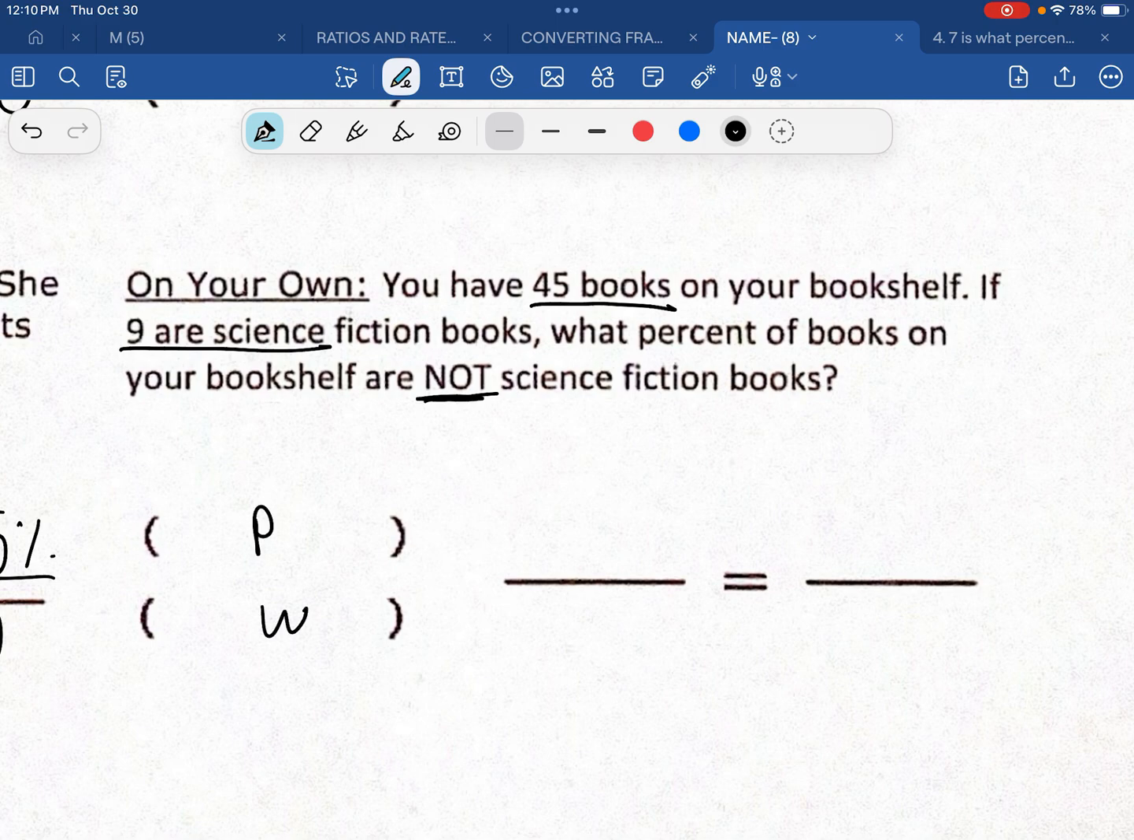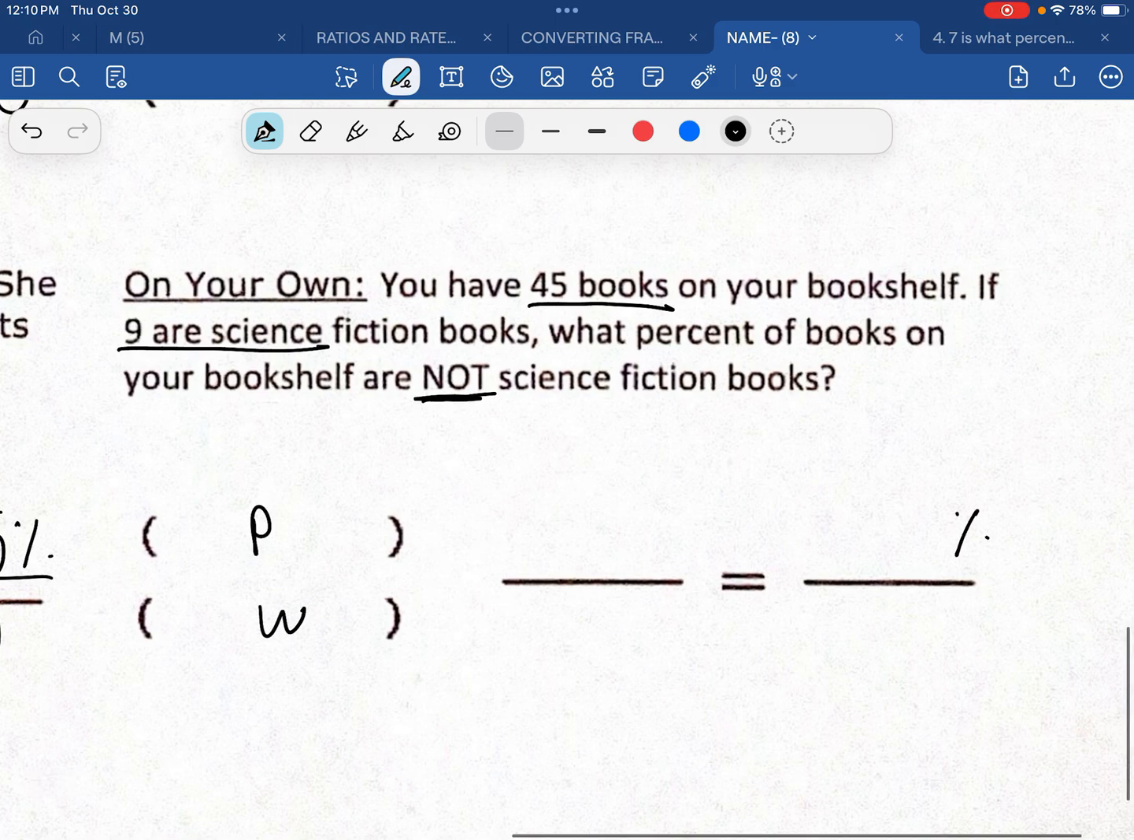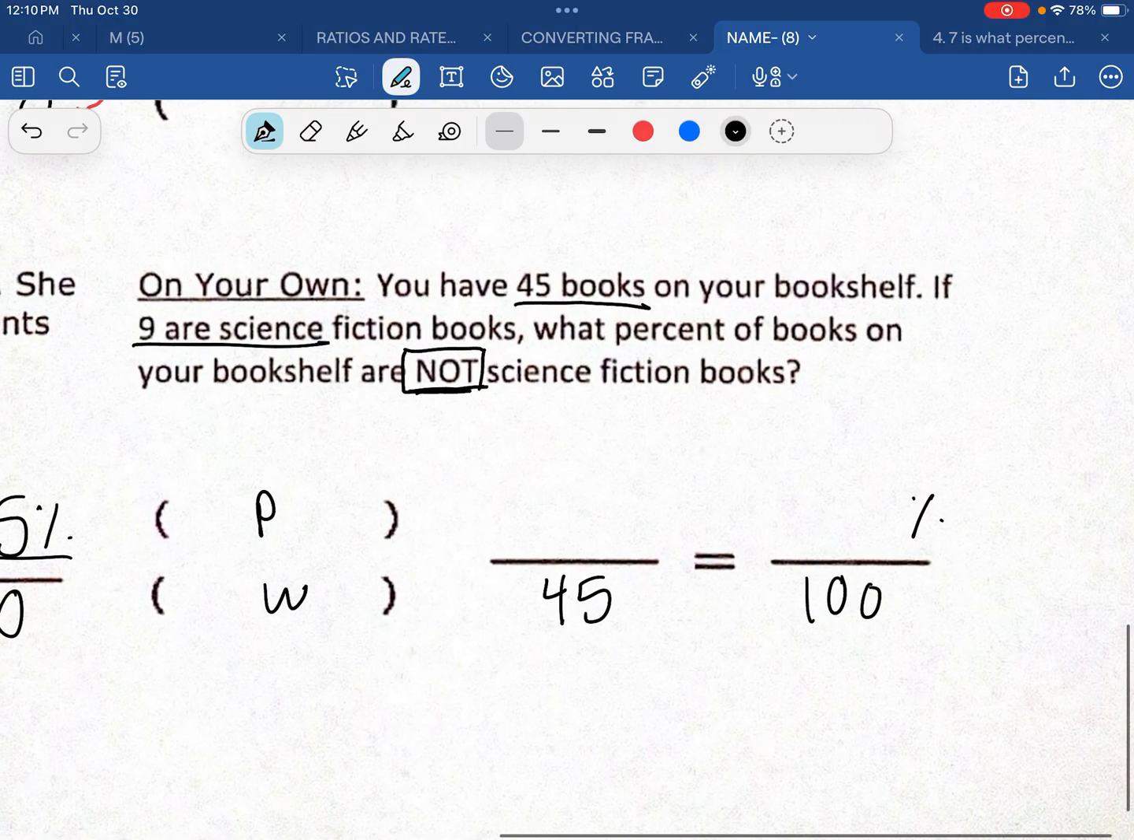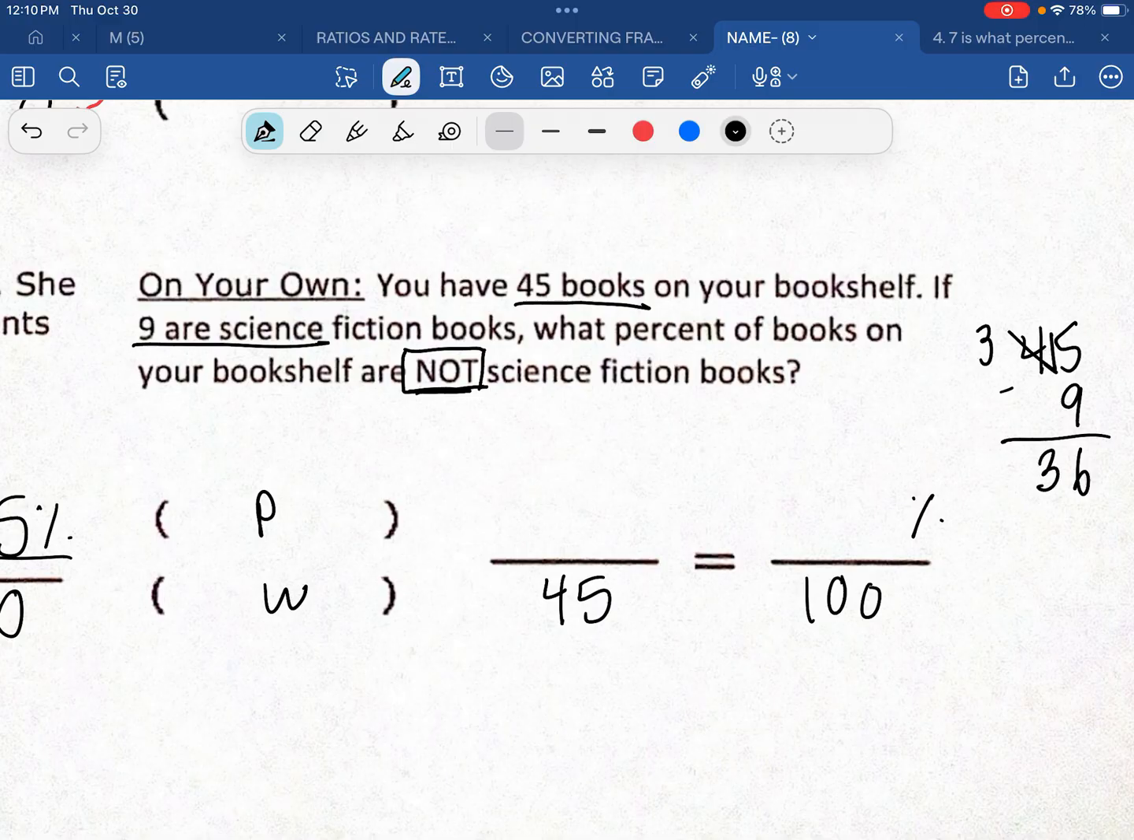Okay, so again, let's do part over whole equals percent over 100. Okay, I know that 45 of the books is my whole. That's how many she has in all. I want to know how many are not science fiction. So usually here I would subtract 45 minus 9. And that would give me 36. So I know 36 out of 45 books are not science fiction.